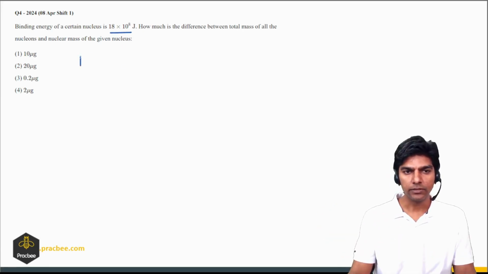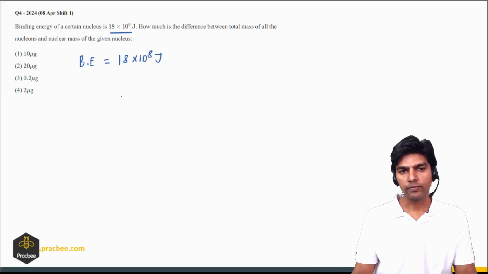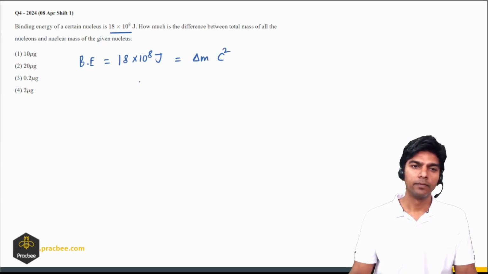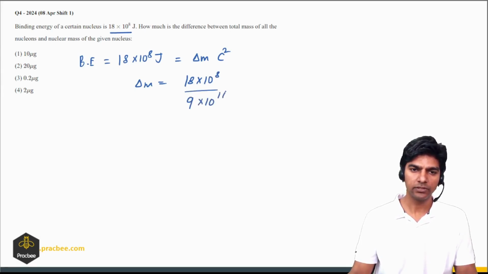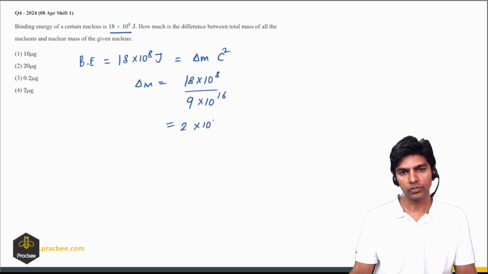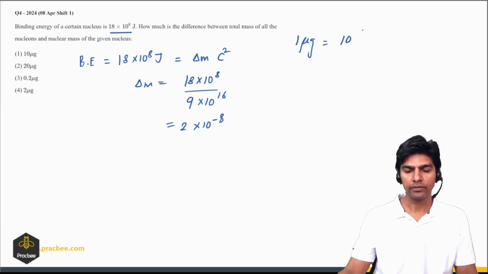So the binding energy is given as 18 into 10 raised to power 8 joules, and this binding energy will be equal to delta m c square, right? So delta m will be 18 times 10 raised to power 8 divided by 9 into 10 raised to power 16, which comes out to be 2 into 10 raised to power minus 8. Now we have to find the answer in microgram, and 1 microgram is 10 raised to power minus 9 kilogram, right?